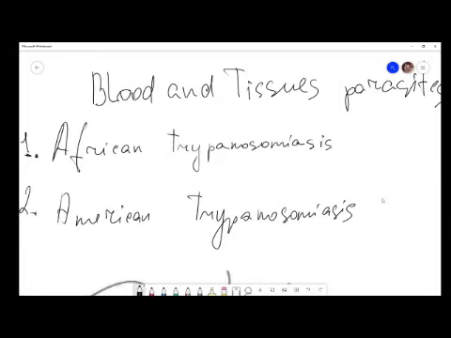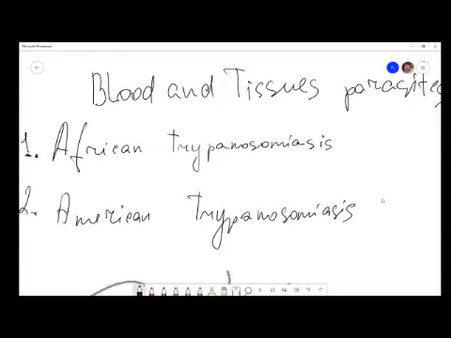Okay. What about geography? Where can we find these diseases? And about geographical distribution. African Trypanosomiasis you can meet in West and Central Africa between 15 north to 10 south.